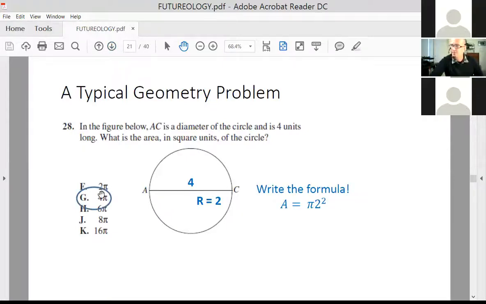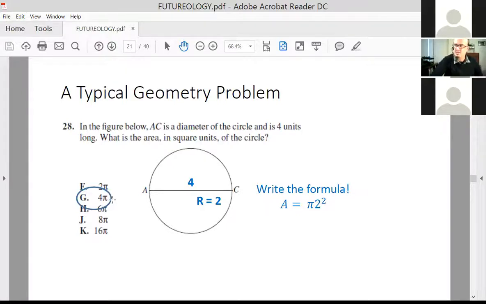So if we work through, the diameter of the circle is 4, and that means the radius is 2. And so we should start by writing the formula, area equals pi r squared, because apple pie are super. And then we can solve and figure out that the area of this is 4 pi.